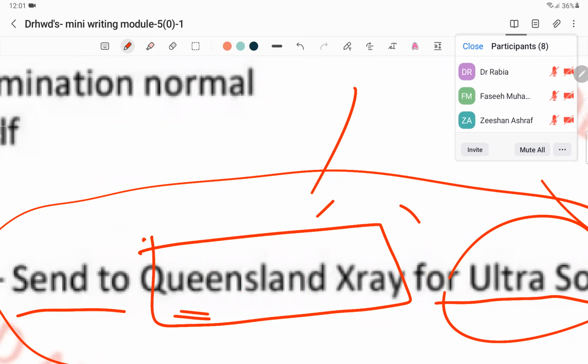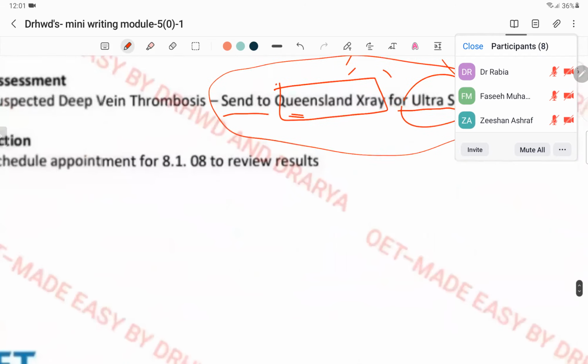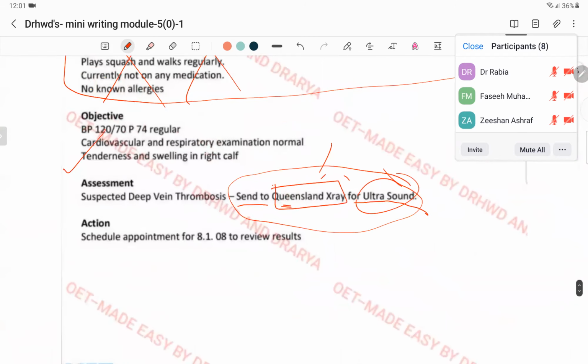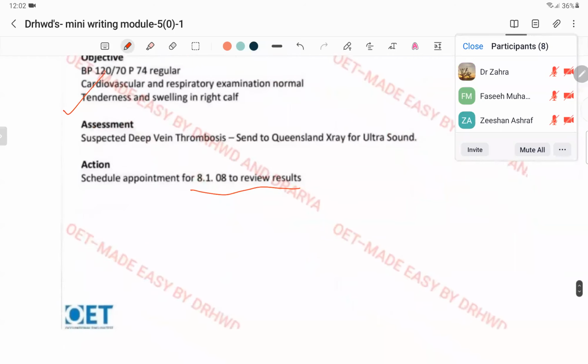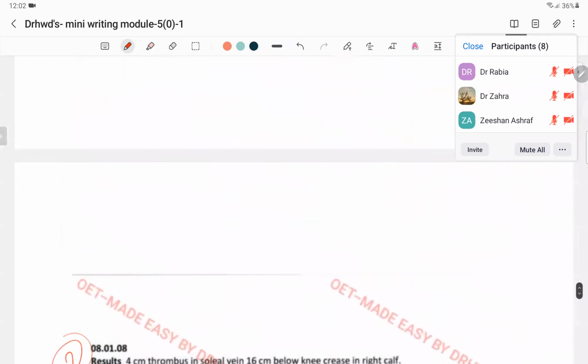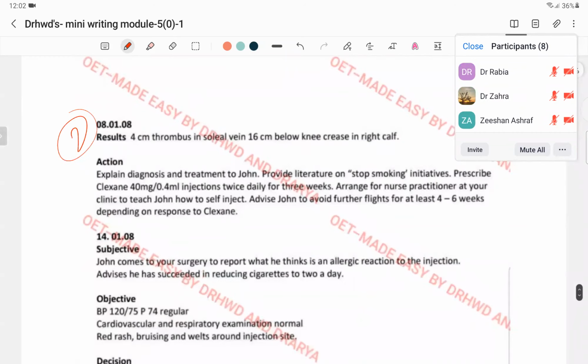Many of your friends and colleagues, like I've been teaching for the past 3 years, what they do is they write this as well. So that's not supposed to be confused, okay? All right, schedule an appointment on 8/3 to review the results. Review the results of what, Dr. Fasi? Ma'am, ultrasound. Good, good, good.